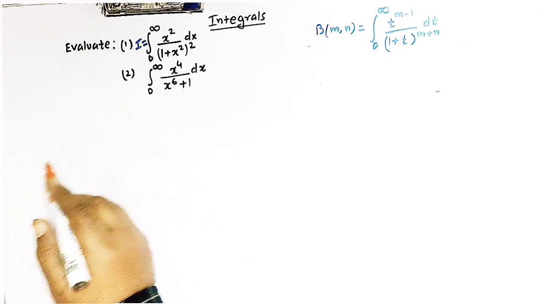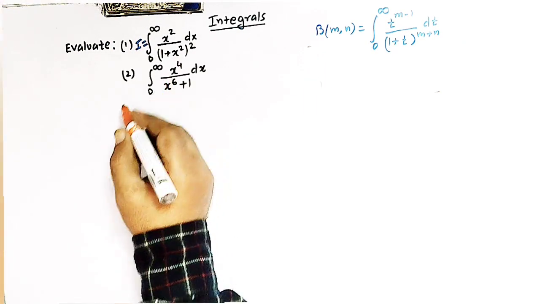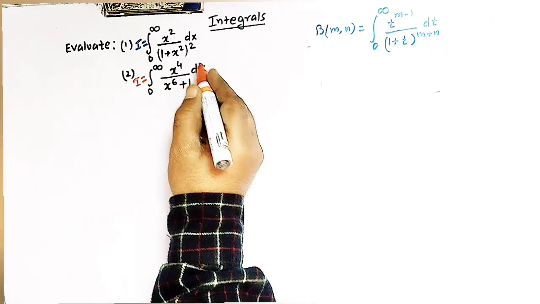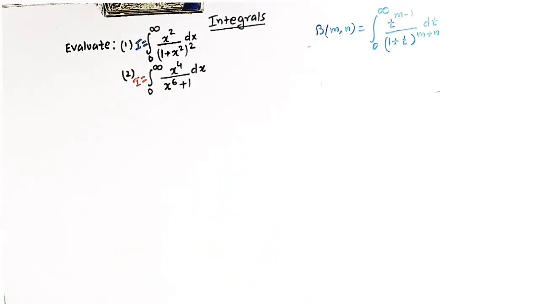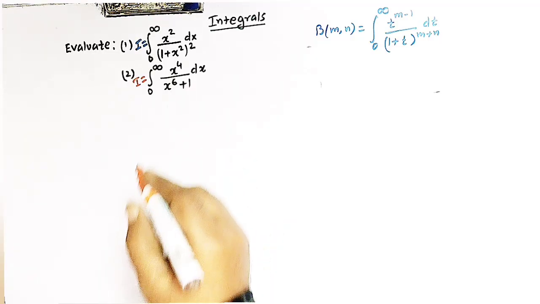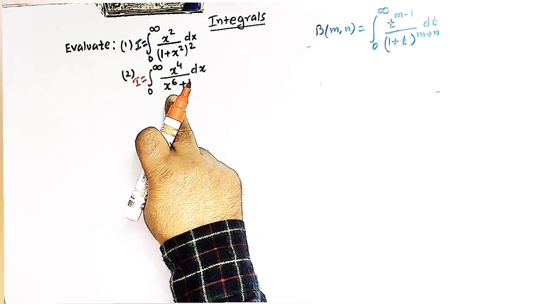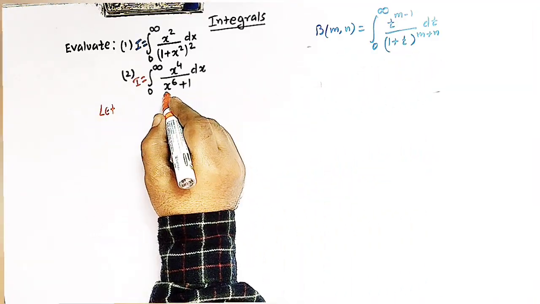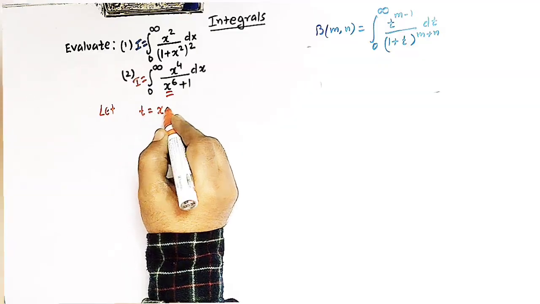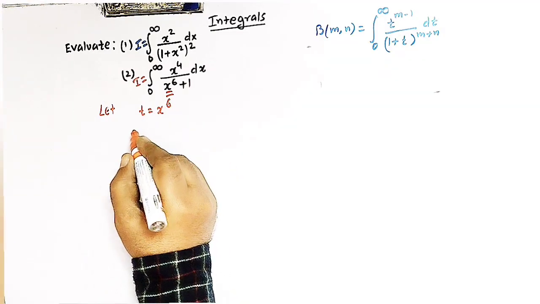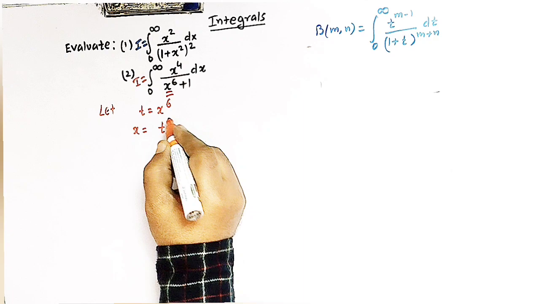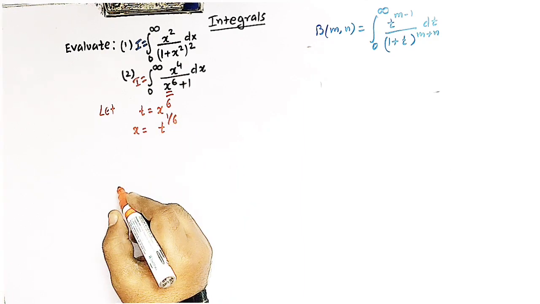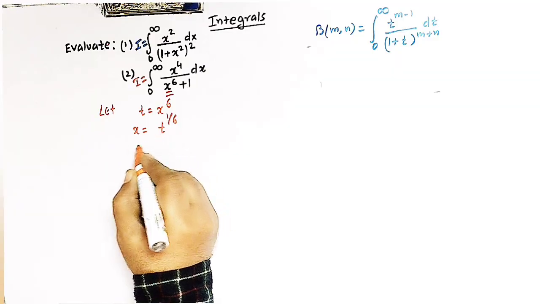So now let us consider the second problem. So here let us take this integral as I, right? And here also we'll start with the method of substitution, right? And then we'll convert this integral into this form. So let us substitute here. t is equal to x raised to 6, right? So x can be written as the sixth root of t, that is t raised to 1 over 6. Now let us differentiate x with respect to t.